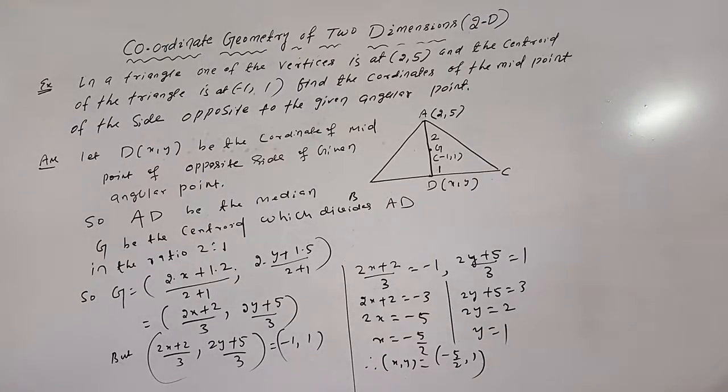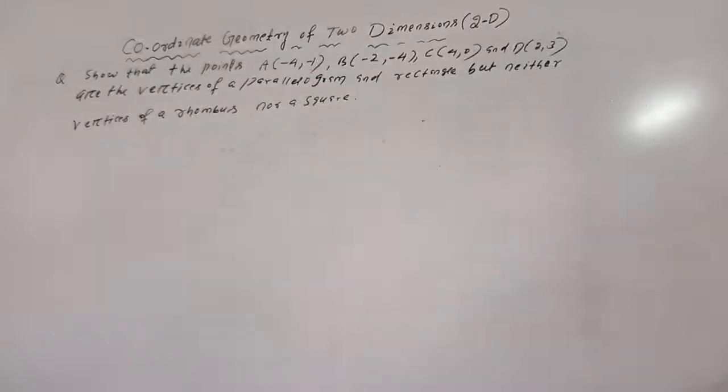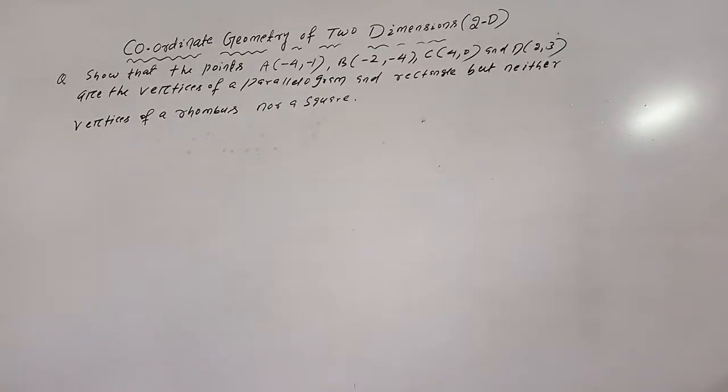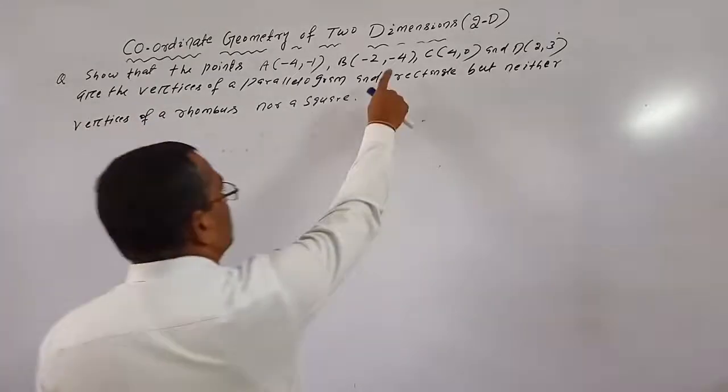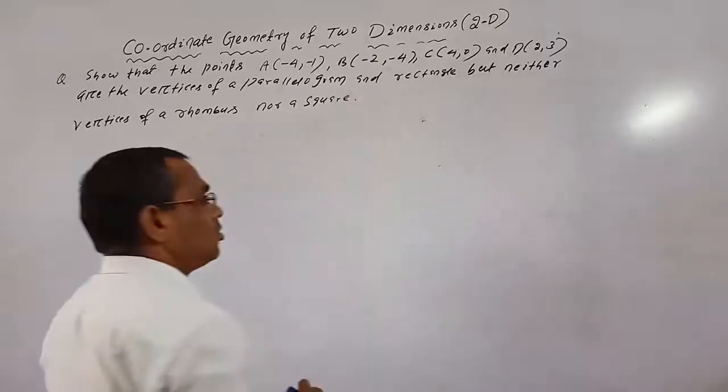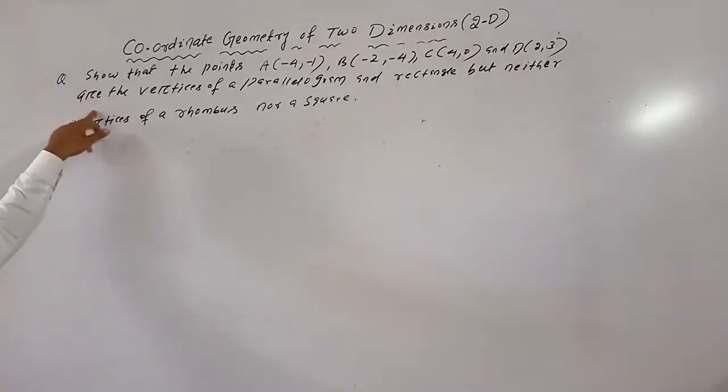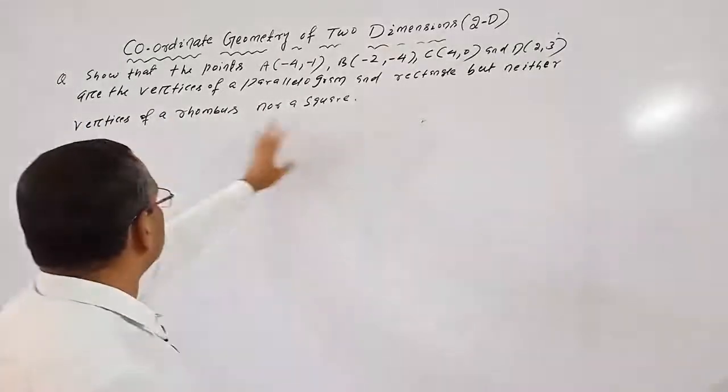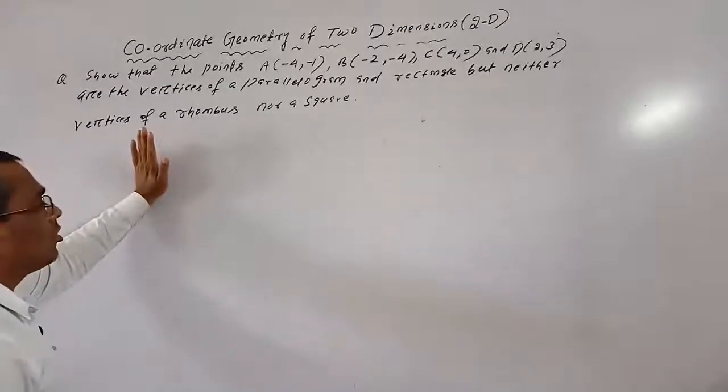Next, show that the points A of minus 4 comma minus 1, B of minus 2 comma minus 4, C of 4 comma 0 and D of 2 comma 3 are the vertices of a parallelogram and a rectangle, but neither vertices of a rhombus nor a square.